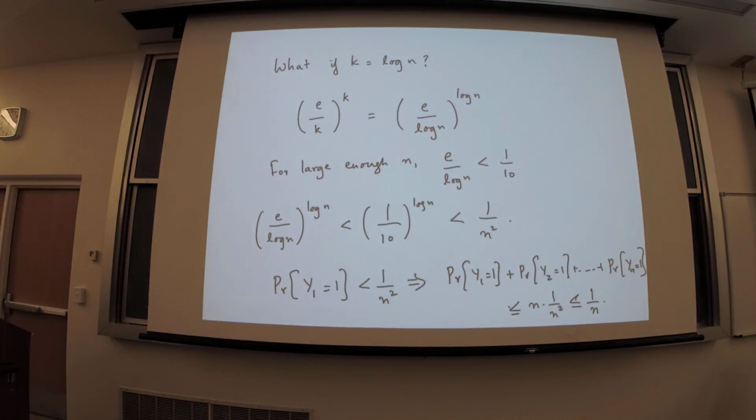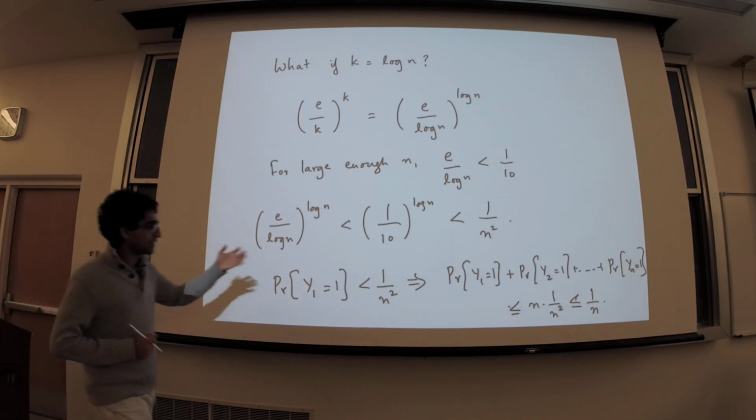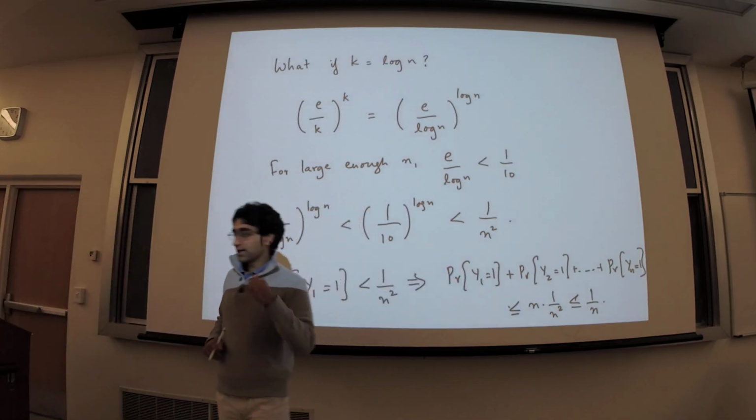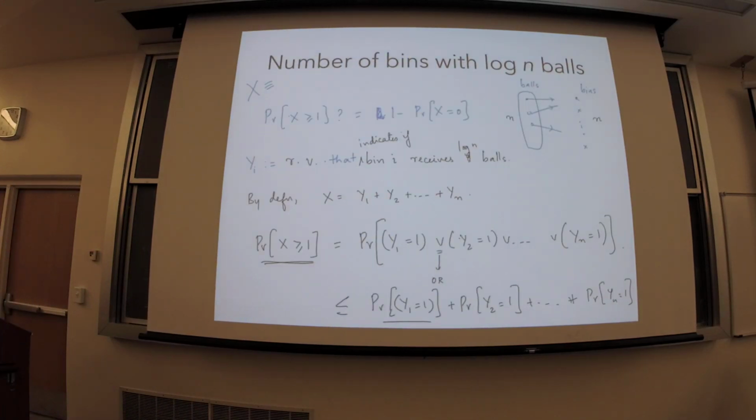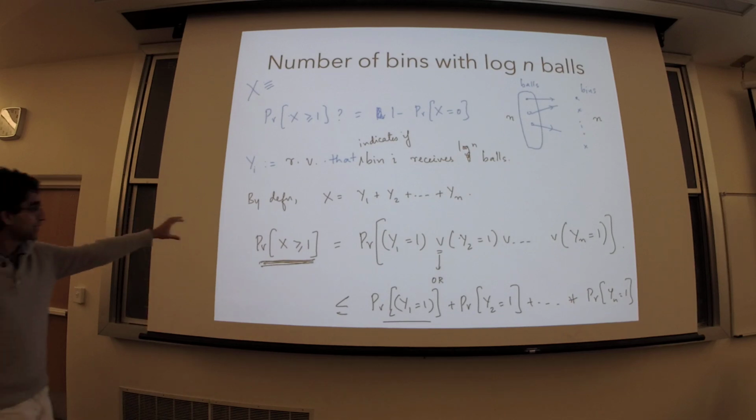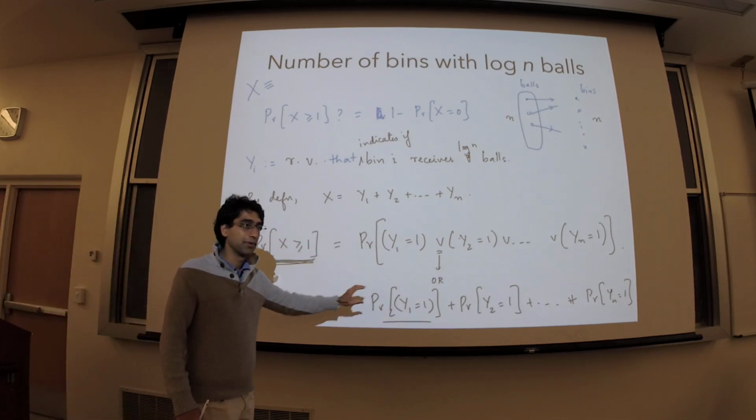So the conclusion of all this is that you can now plug this back into the original, and you can argue that the probability that x is more than or equal to 1 is actually less than 1 by n.